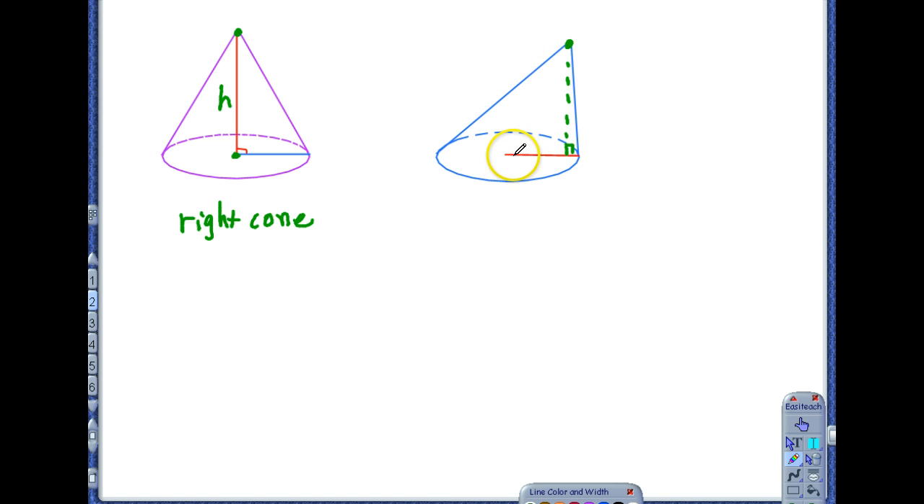So that's why that's not considered a right cone. We spend more time with this. This would be more of an oblique cone. Okay. All right. Again, the slant height, a lot of times when you draw it, there's your slant height, goes from the vertex to the base point on the circle.